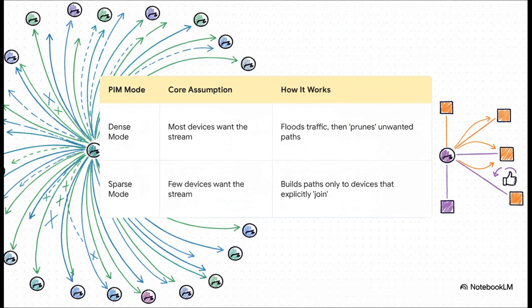Sparse mode does the exact opposite. It assumes very few people want the stream, so it's an opt-in model. It only builds a path to a router if that router has explicitly said, "Hey, someone down here wants the data." For that very reason, sparse mode is the standard for just about every modern network out there.